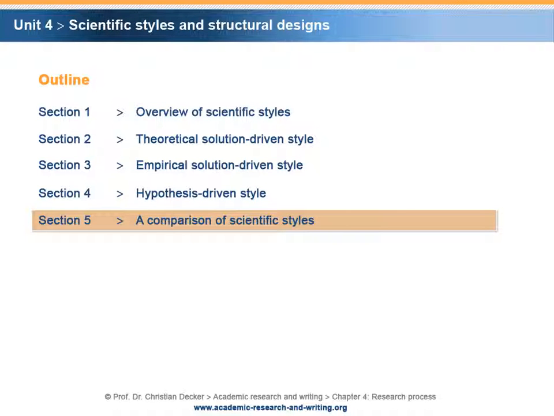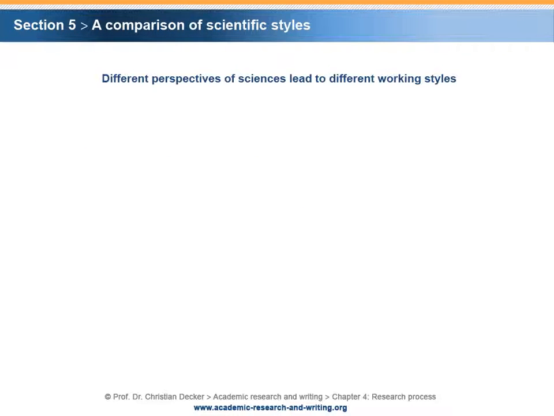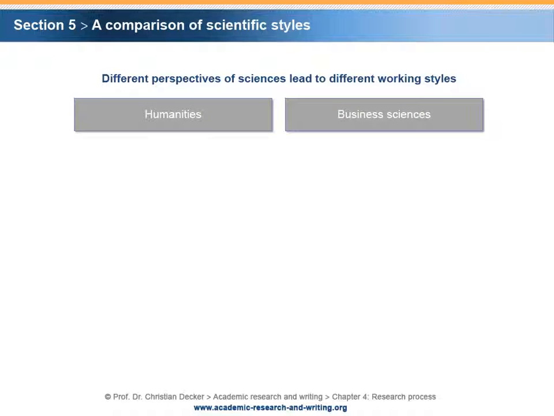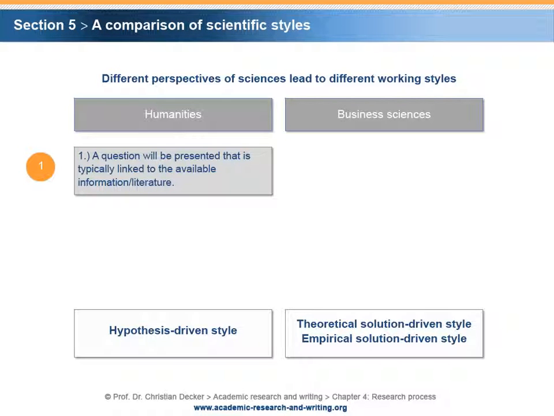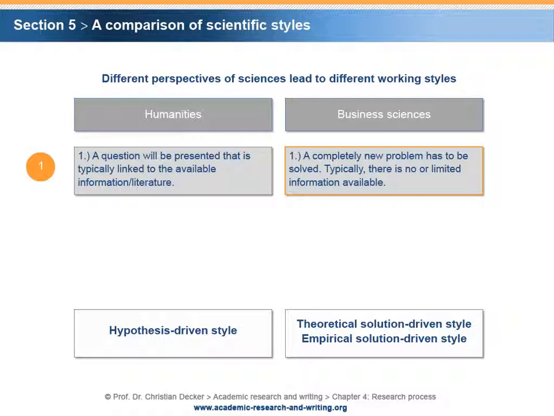Section 5. A comparison of scientific styles. As we know by now, different perspectives of sciences lead to different working styles. Simplifying, while comparing, for example, humanities with business sciences, one could come up with the following styles. Typically, within the field of humanities, a question will be presented that is linked to the available information or literature. In business sciences, it is common to be confronted with a completely new problem that has to be solved. Typically, there is no or limited information available.